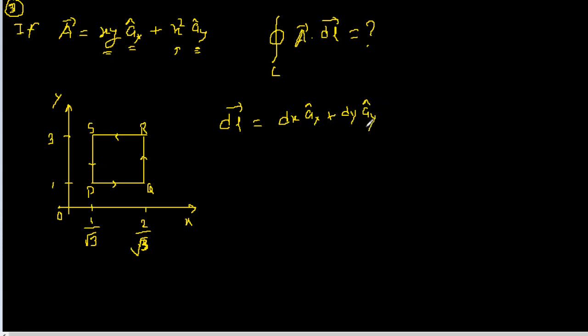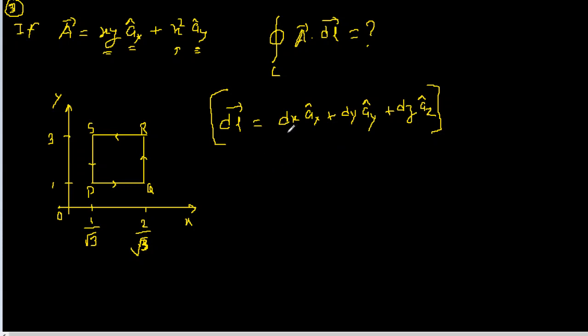dl equals dx x cap plus dy y cap plus dz z cap in the three dimensional plane. Because we are dealing with vector calculus, we have to take the third dimension in the z direction also in some questions. I'm giving you this standard equation; you can remember it so that problems become easier. So let's move forward to solve this.